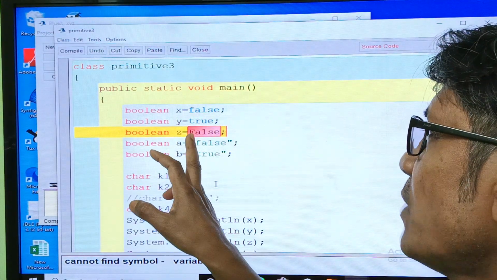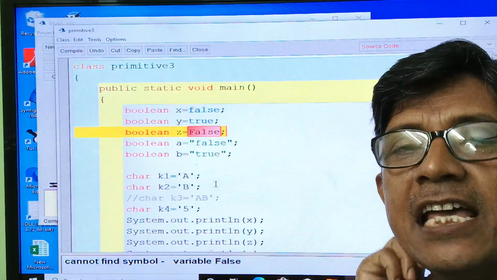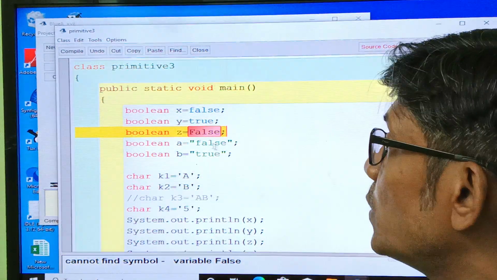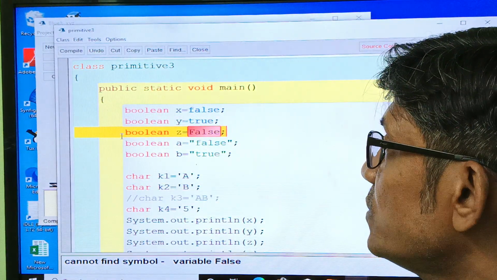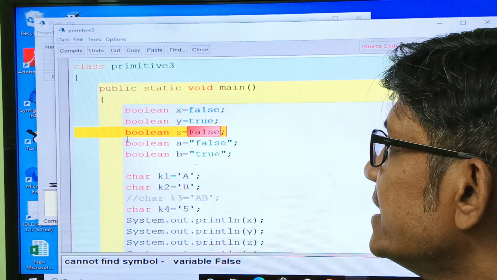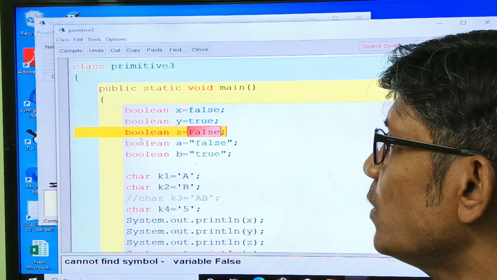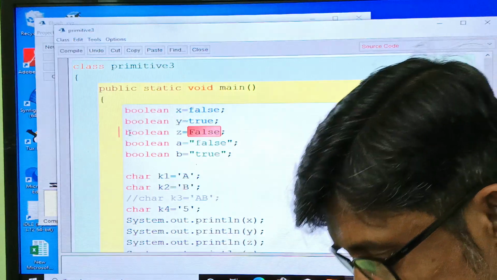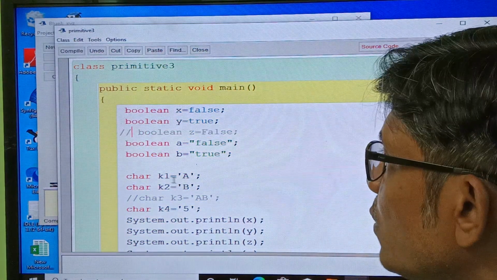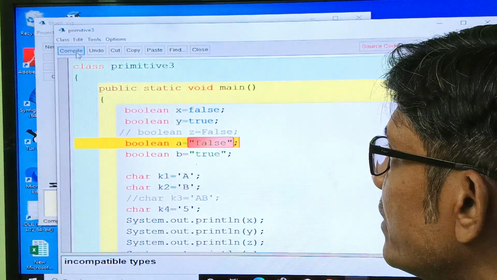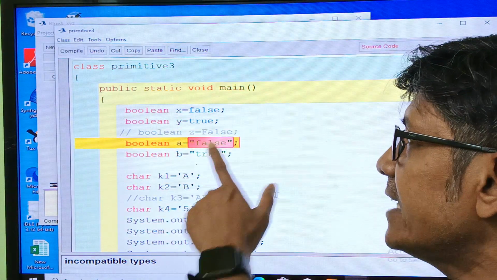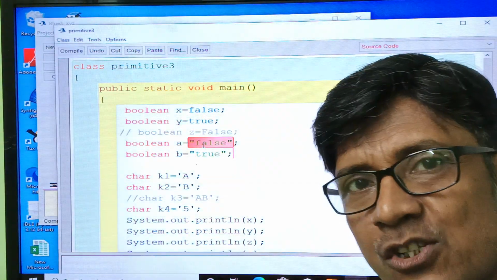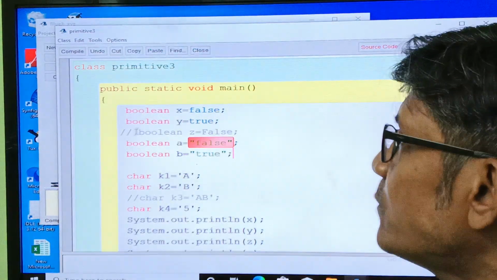This problem is because I'm writing F in capital, so that is not allowed. So we have to make it lowercase. So if you ignore this, let me see our compilation, there is a problem. You see that double quote I have given, so that is not allowed. So we have to correct.